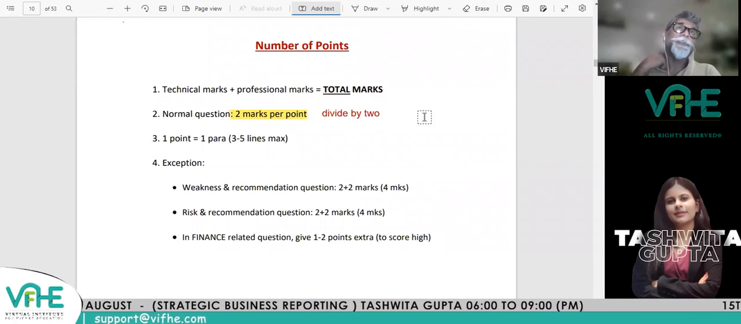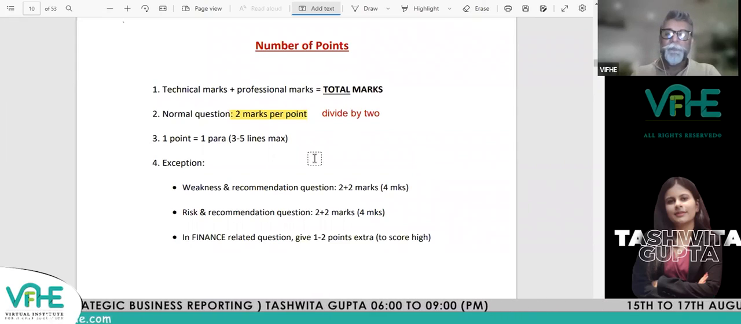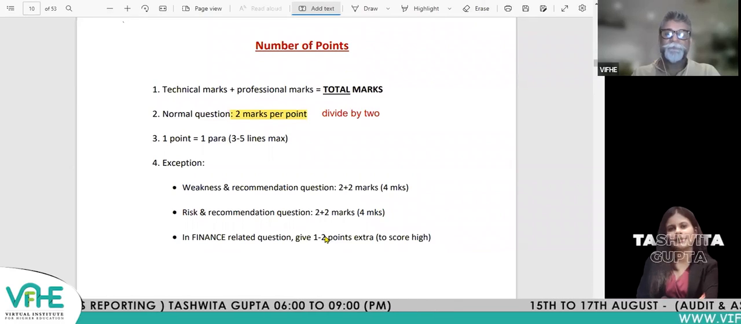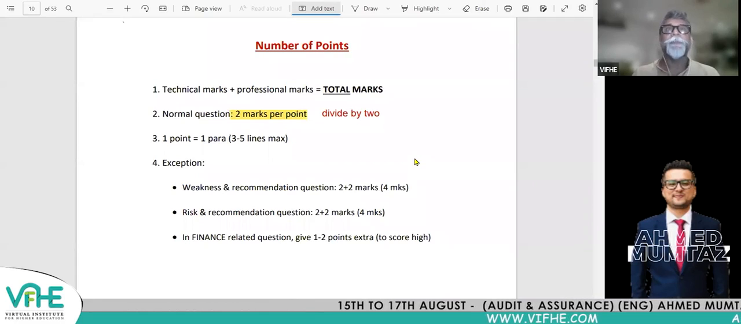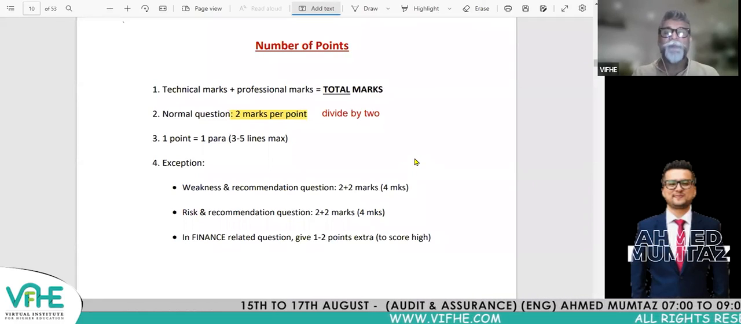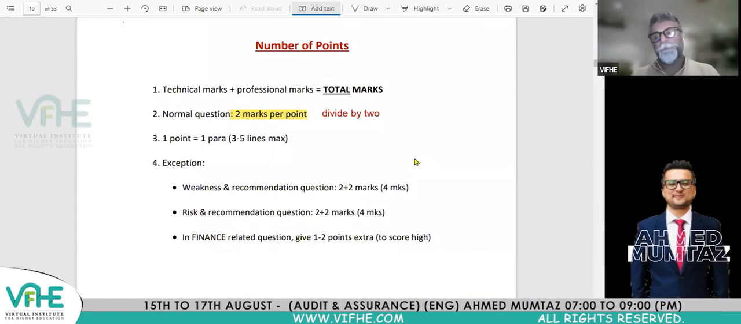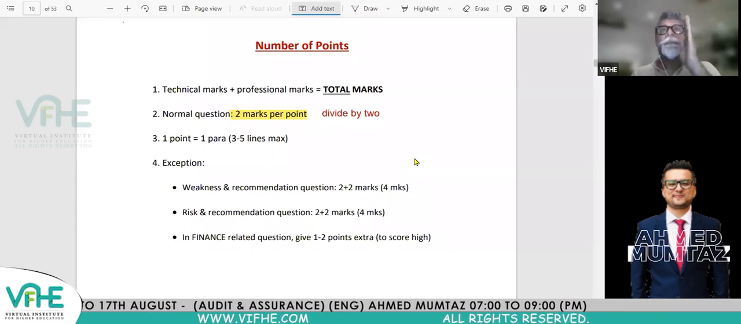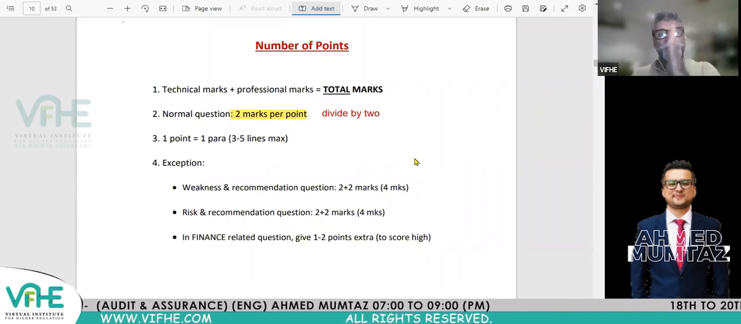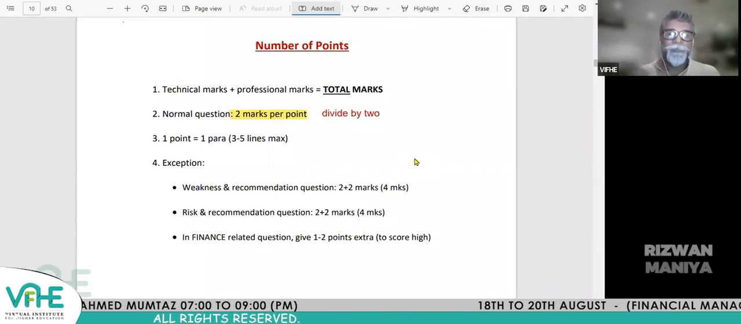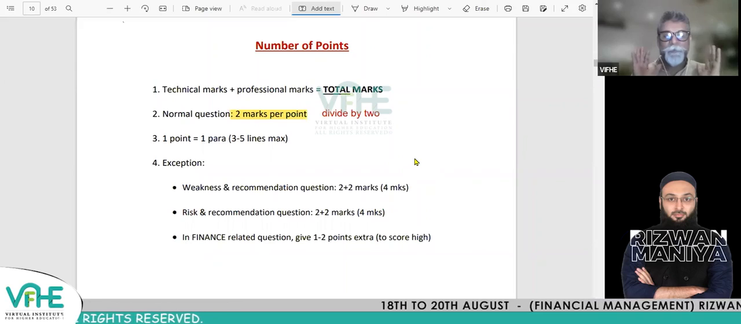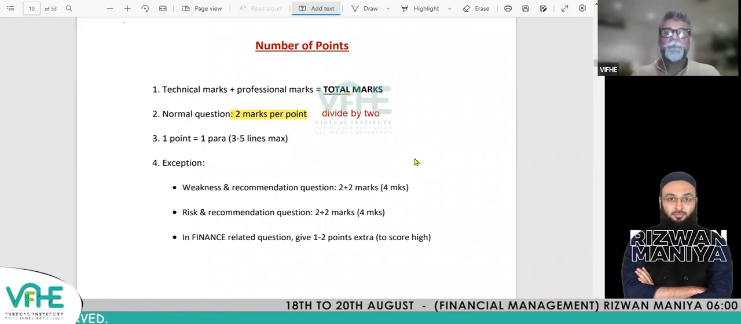Now, if the question is 15 marks, you divide by 2, it comes to 7.5. So 7 to 8, perfect. 7.5 means minimum 7, maximum 8, 7 to 8 points, depending on the availability of information. Everybody clear on this? Very good.